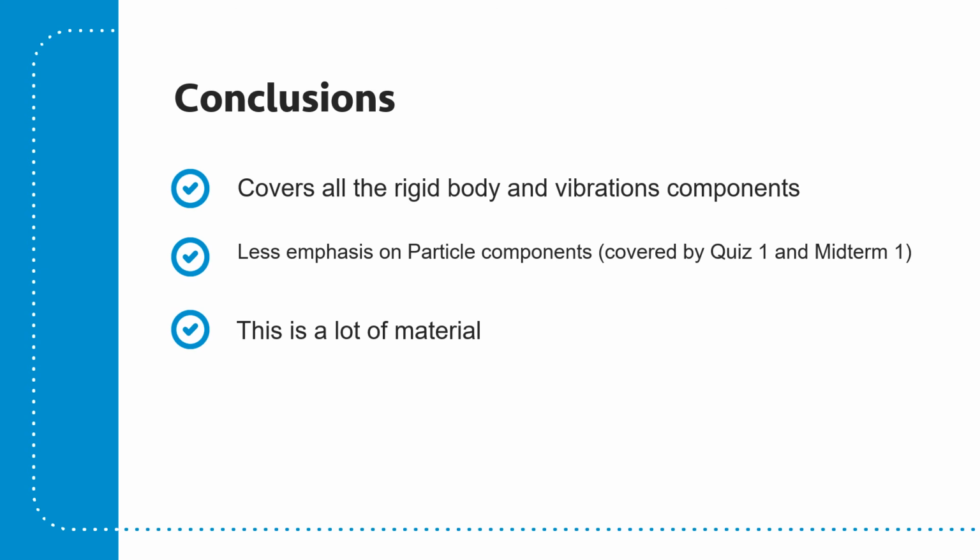In terms of conclusions, covers all the rigid body and vibration components, less emphasis on particles because we've covered those by quiz 1 and midterm 1. And this is a lot of material. In essence, this is the second half of the course. In large part, there is always a problem that will relate to the particle component. So it's really covering the entire book, and you're looking at 700 some odd pages. It's a lot of material, and just make sure that you keep up with it so that you're comfortable with it. Thank you, and we'll talk.